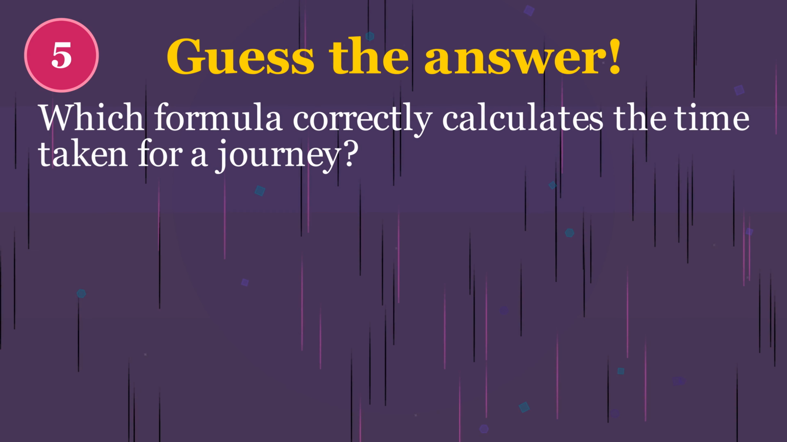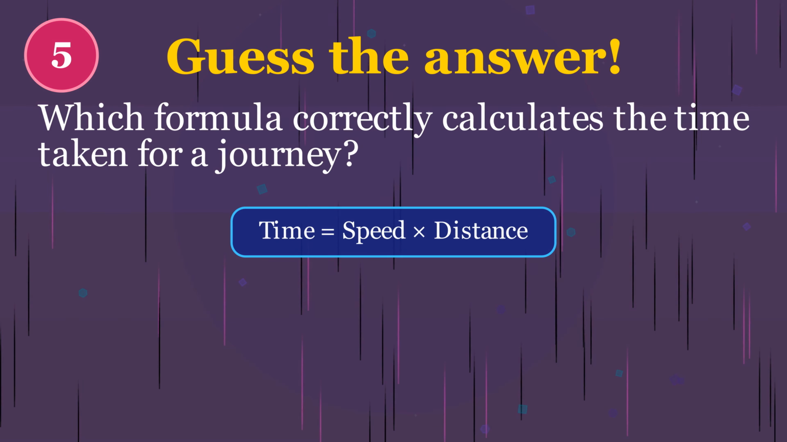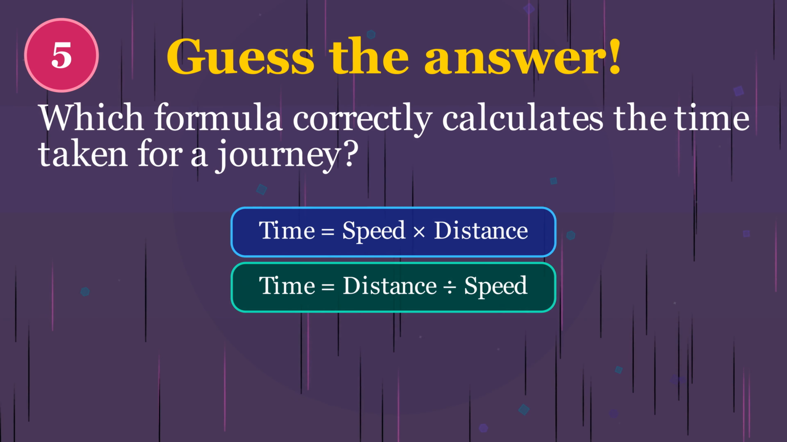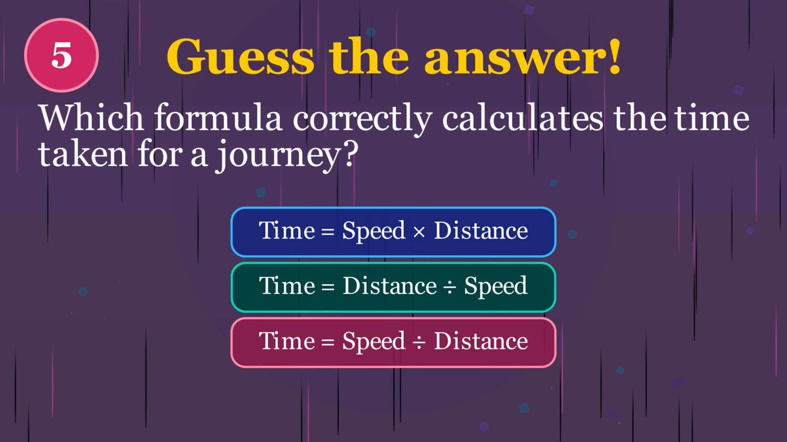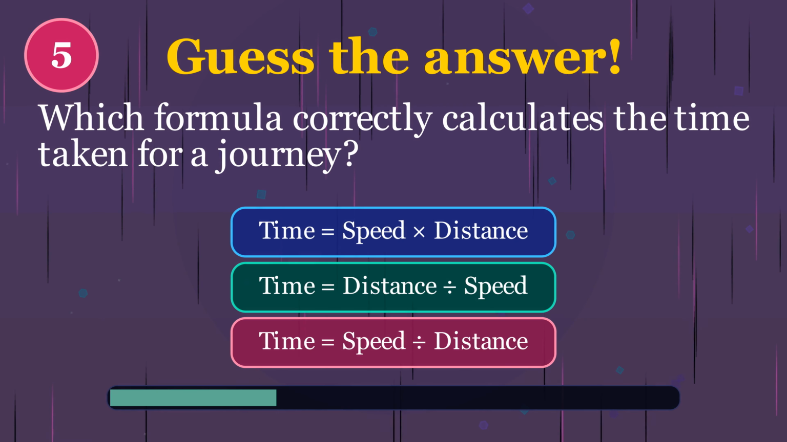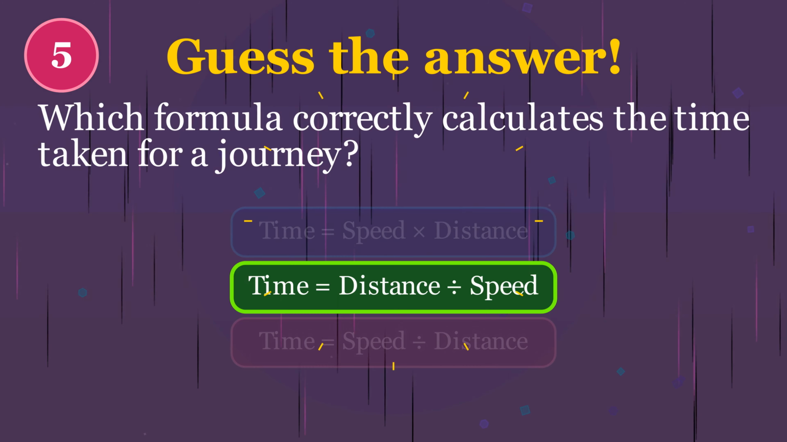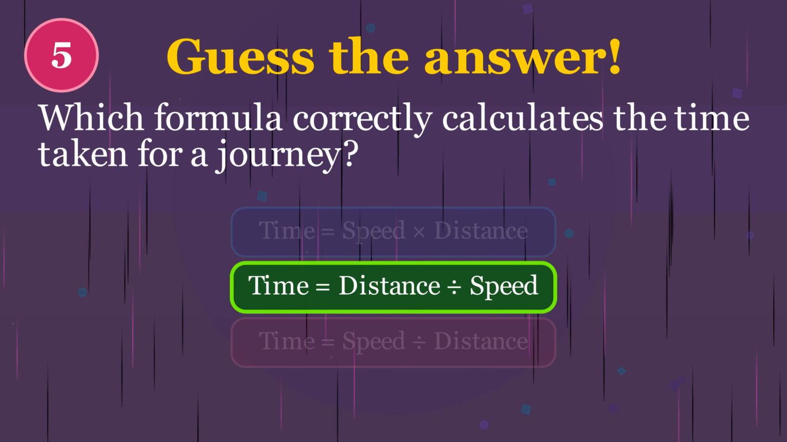Which formula correctly calculates the time taken for a journey? Time equals speed times distance. Time equals distance divided by speed. Time equals speed divided by distance. The correct answer is, time equals distance divided by speed.